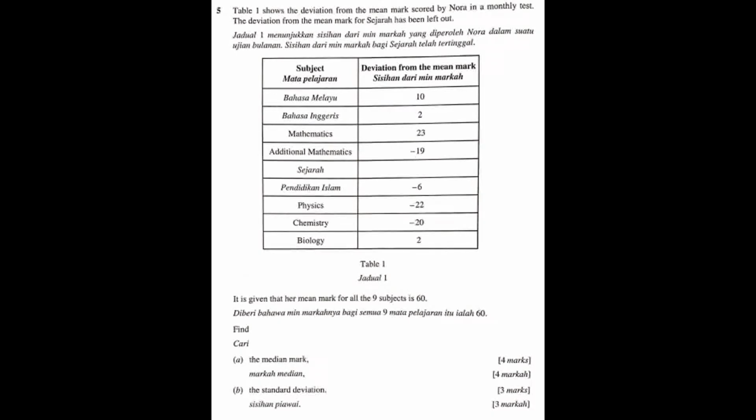Okay, as you can see here, you have two columns. The first column is subject and the second column is the deviation from the mean marks. So continue to read the question. It is given that her mean mark for all the 9 subjects is 60. The question asks to find the median mark and the standard deviation. So this is the overall question for question number 5.